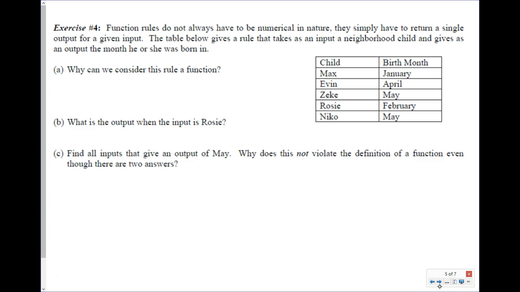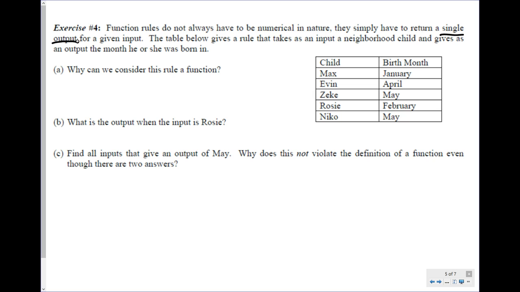Exercise 4. Function rules do not always have to be numerical. Okay, and this is where it gets kind of weird. They simply have to return a single output for a given input. The table below gives a rule that takes an input as a neighborhood child and gives an output the month he or she was born in.